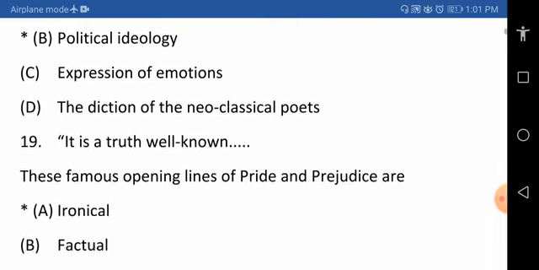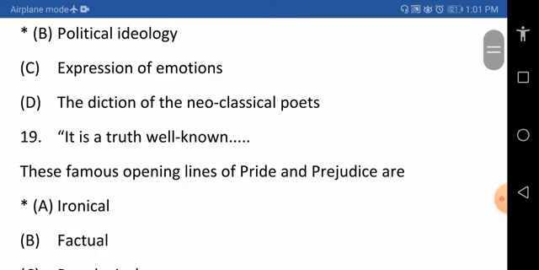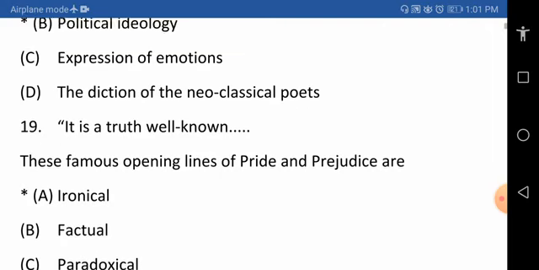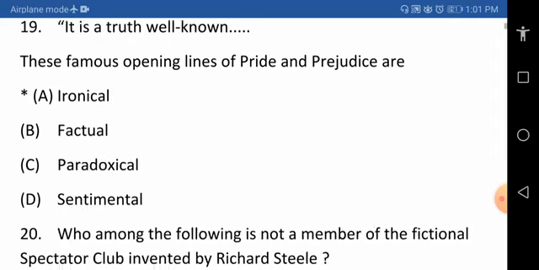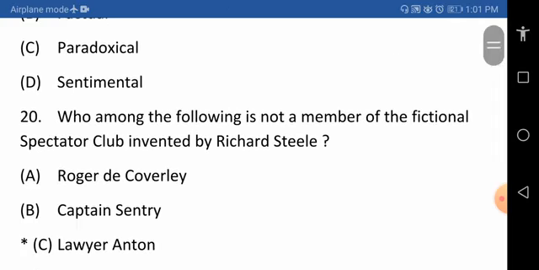The 19th question is, "It is a truth well known." These famous opening lines of Pride and Prejudice come under irony. It is a truth well known. This is ironical. The 20th question is, who among the following is not a member of the fictional Spectator Club invented by Richard Steele?